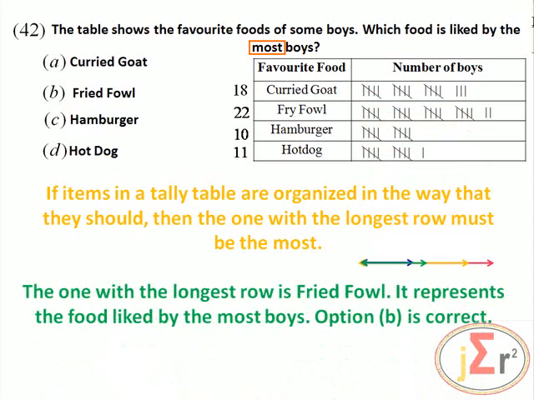The one with the longest row is fried fowl. It represents the food liked by the most boys. Option B is correct.